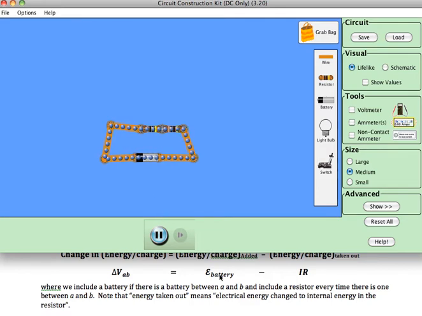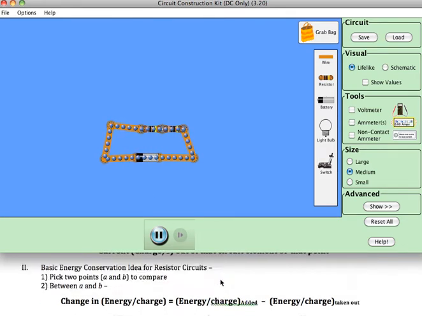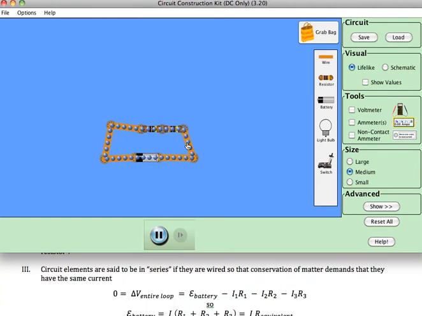So those are the two big ideas. Energy is conserved and matter is conserved. The way I've set up these two resistors is that they're in series. We call it series because they're wired so that conservation of matter demands that they have the same current. Every time an electron moves into this one, an electron moves out of that one. Same is true of the battery actually here. So all three of these circuit elements are in series because they all have to have exactly the same current.